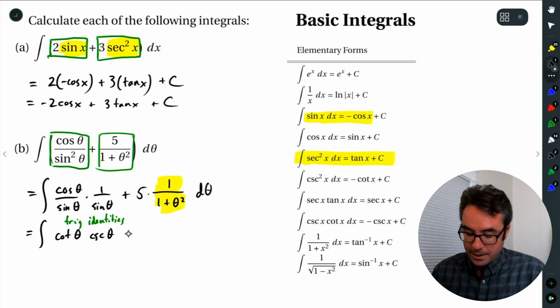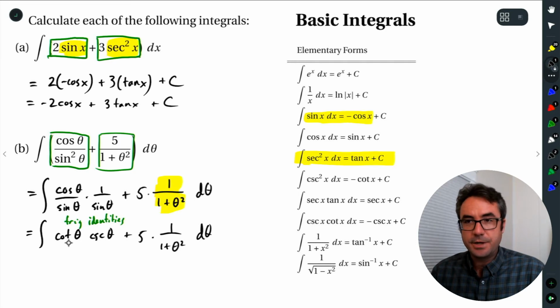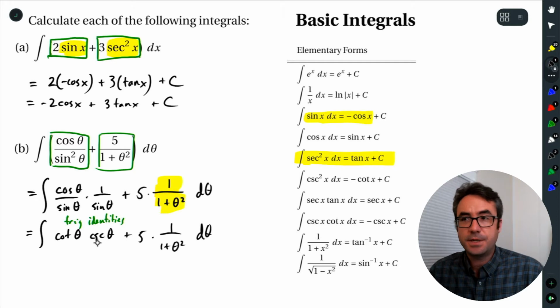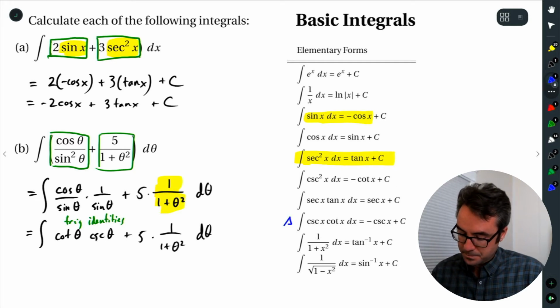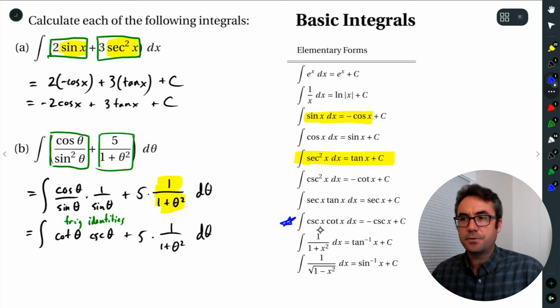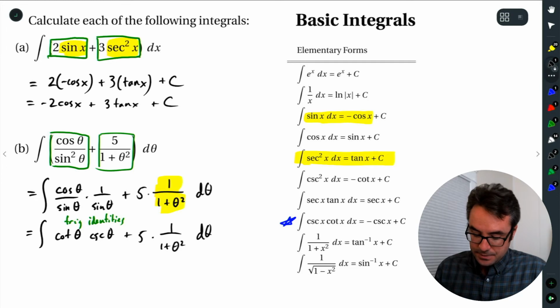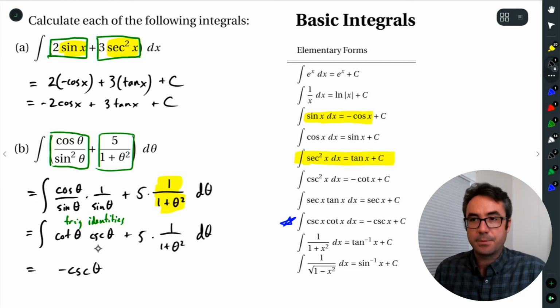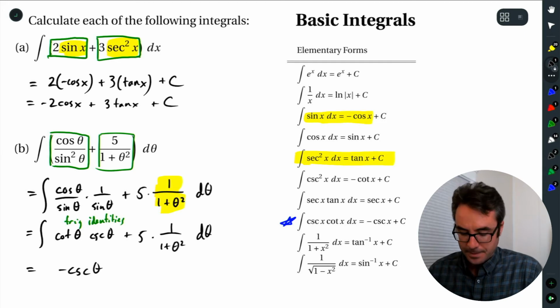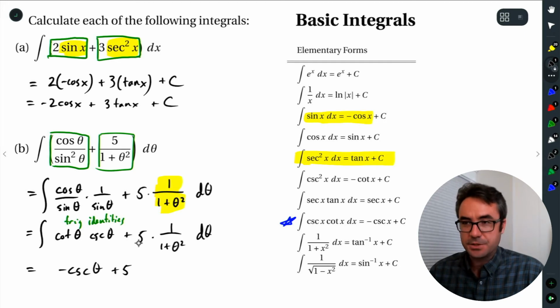So we're at a point now where we're ready to go through and integrate each of these. So what is the integral of cotan theta times cosecant theta? Well, that's right here. Integral of cosecant x times cotan x is negative cosecant. So this first piece is going to be negative cosecant theta. Remember, we're using thetas. Then we have our 5, which is a constant multiple.